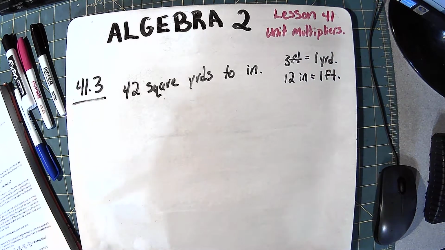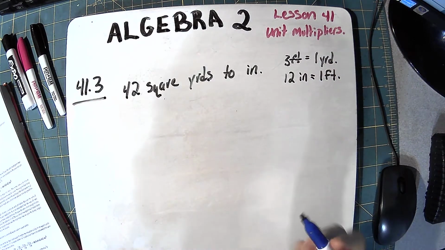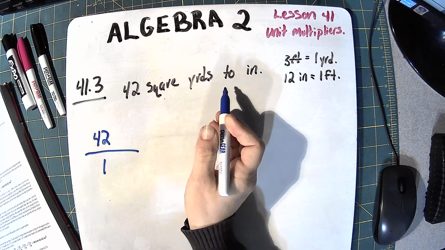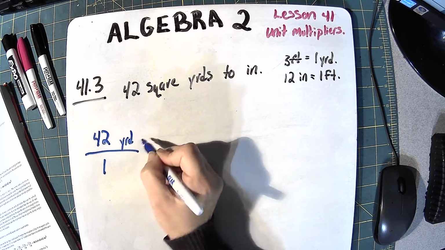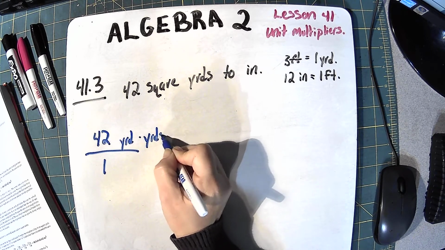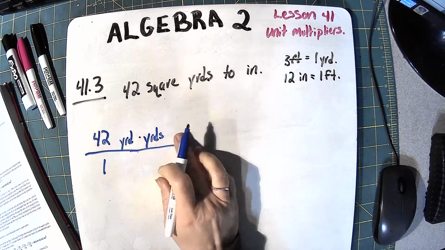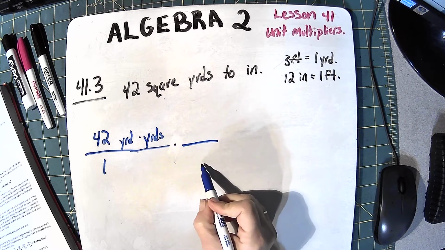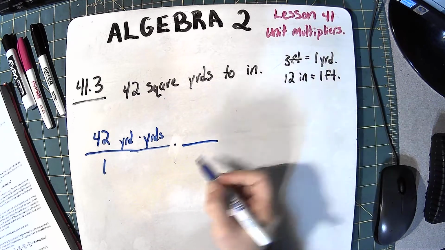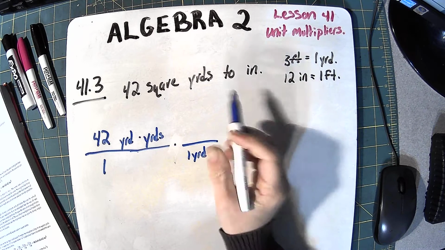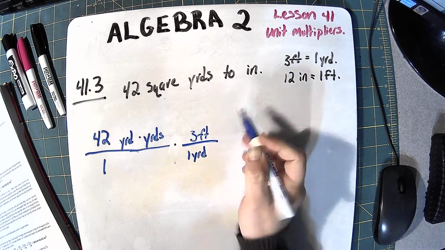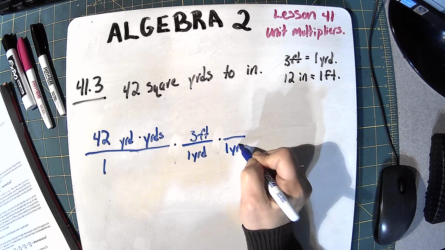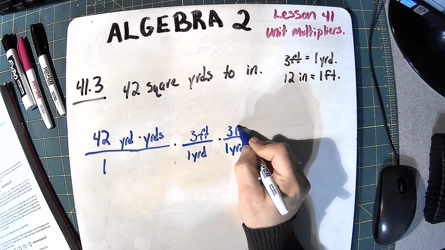Alright, so first thing I'm going to do is I'm going to put 42 square yards over 1. So I'm going to put 42 over 1. And that's square yards, so that means yards times yards. Alright, that tells me that I'm going to need 2 unit multipliers with yards in it. And that yards are going to need to be on the bottom. So I'm going to use this one. 1 yard equals 3 feet. And then I have to do that again. So I've got 1 yard equals 3 feet.